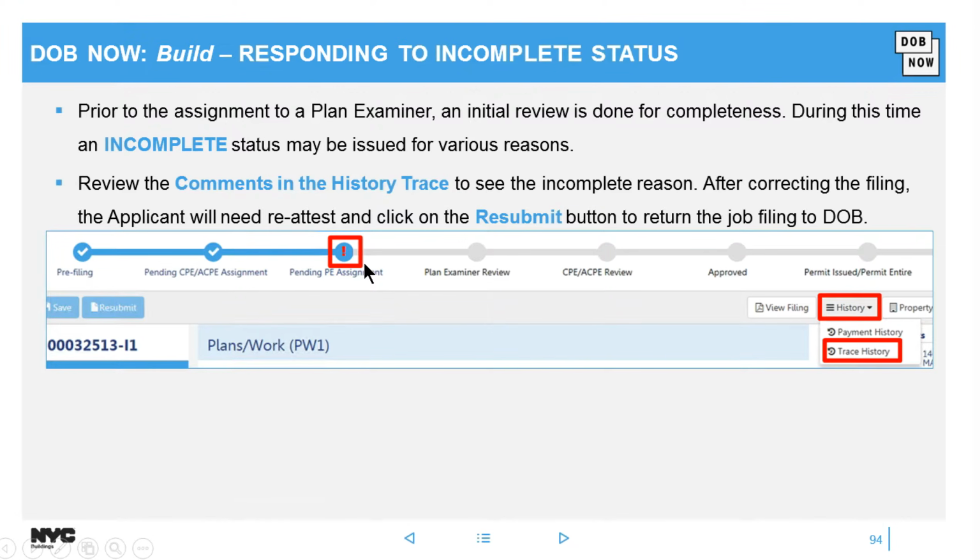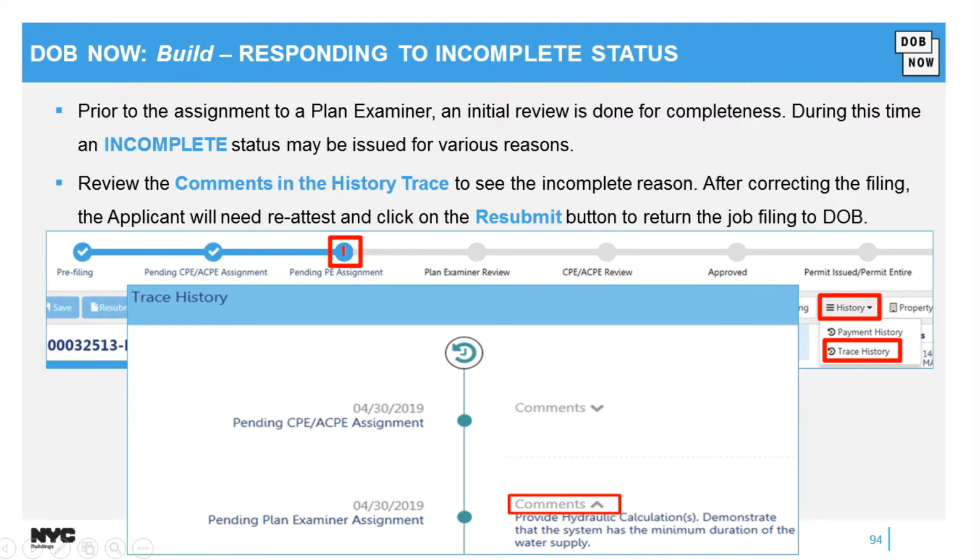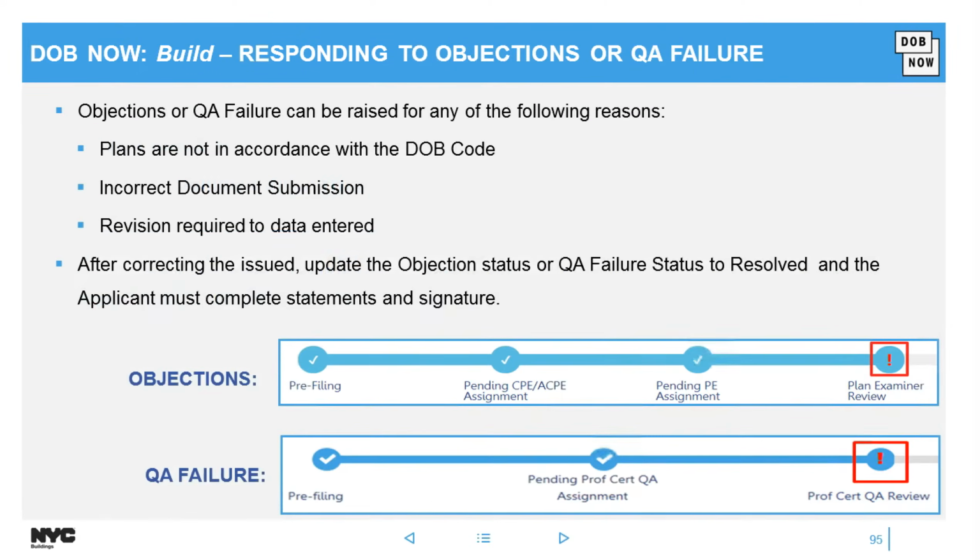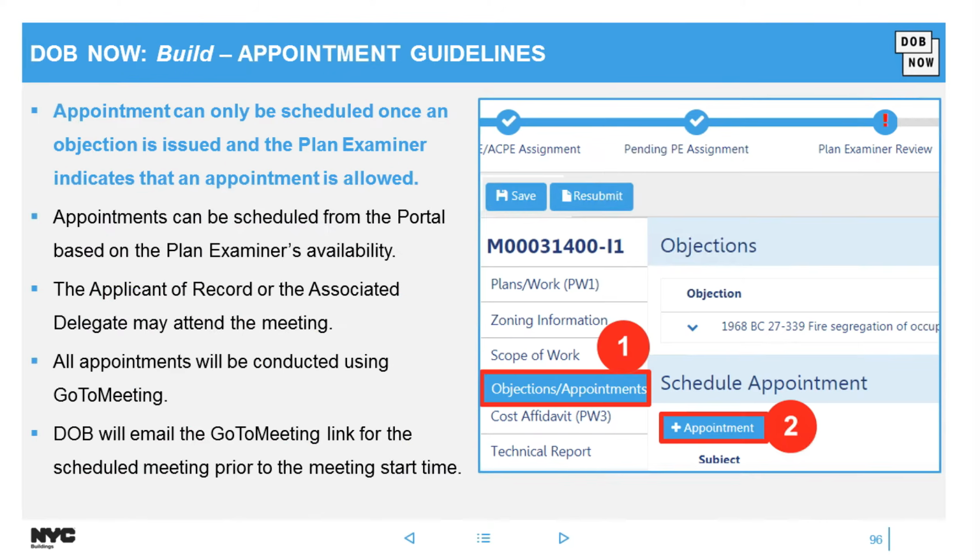If you do have an incomplete status, even if it's an objection, you also see that exclamation mark as well. But for QA failure, you would go to history and then trace history, and you'll see something like this, which is like a subway stop with the stage on the left and then the reason for your incomplete status on the right. It looks pretty much the same for both filing review types, but for each status here I just have a picture. You would get one of these if your plans is not in accordance, incorrect document, or you made a typo and you need to complete proper data entry.